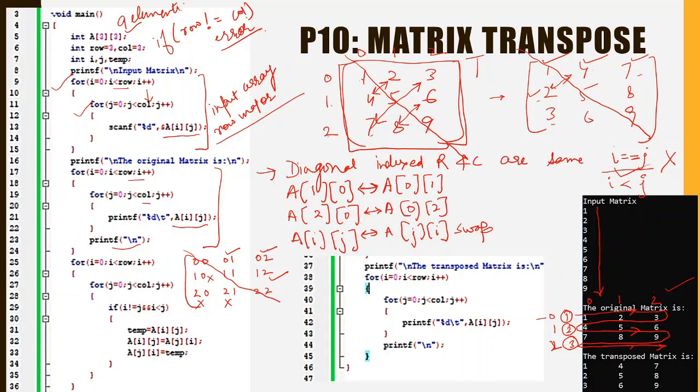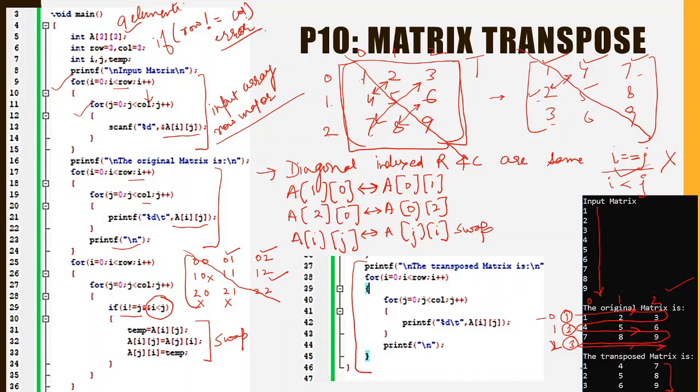So for getting the upper triangular matrix, we use the condition i is less than j. In an upper triangular matrix, the condition is that i is always less than j. So we take two conditions: whenever i is not equal to j and i is less than j. In that condition, we swap the elements and we get the transpose. The transpose matrix can be printed like this, as we have done for the other matrices, and this is the transpose matrix.